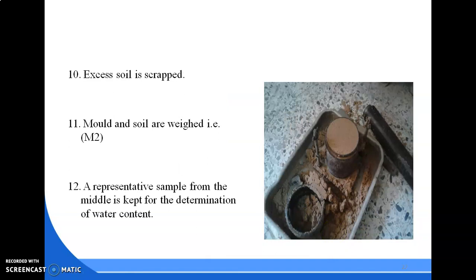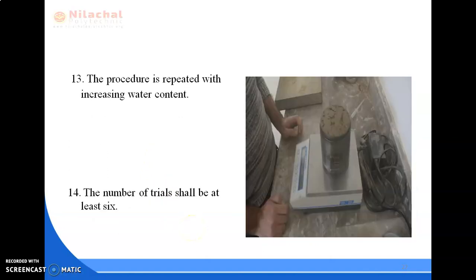Next, we have to cut or scrape the excess soil, like this. We have to plane it. Mold and soil are wet, that is M2. Again, we have to take its measurement, that is M2. A representative sample from the middle is kept for the determination of water content, and the procedure is repeated with increasing water content.